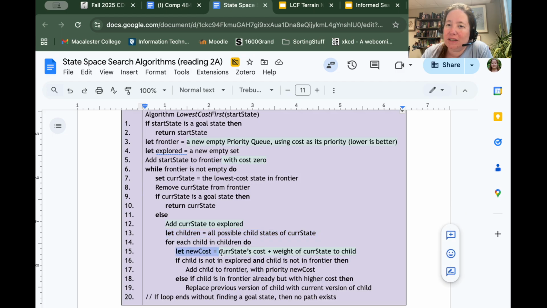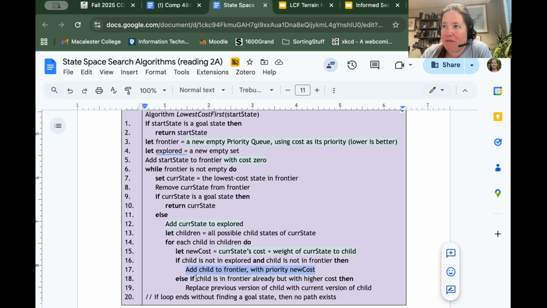We have to calculate the cost now, which we maybe didn't have to do before. So we take cur state's cost and we add to it the cost to get from the current state to its child, to its neighbor. And that's going to be our new path cost. And here we have 2 cases that we have to handle. If we have never seen this state before, it's not in the explored set and it's not in the frontier set, then we do the same thing that we did before. We add it to the frontier. And it has the cost that we've calculated.